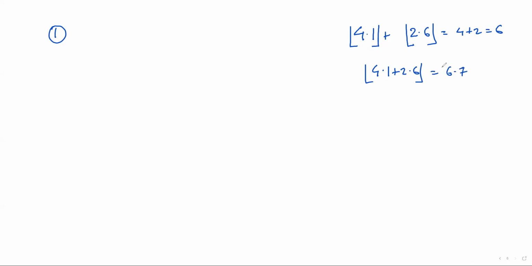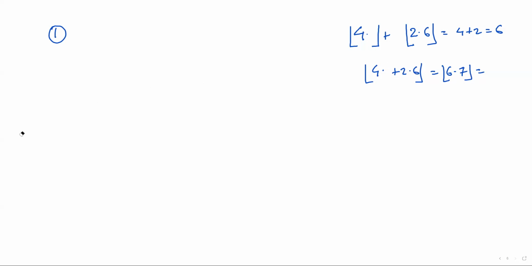For example, if you have a number, say 4.1, and another number, say 2.6, if you add the floors of these two, you get 4 plus 2 equals 6. But if you add the numbers first and then take the floor, you get 6.7. I was trying to show something different. Give me a moment, please. I'm going to change one of the numbers to establish what I want to do.